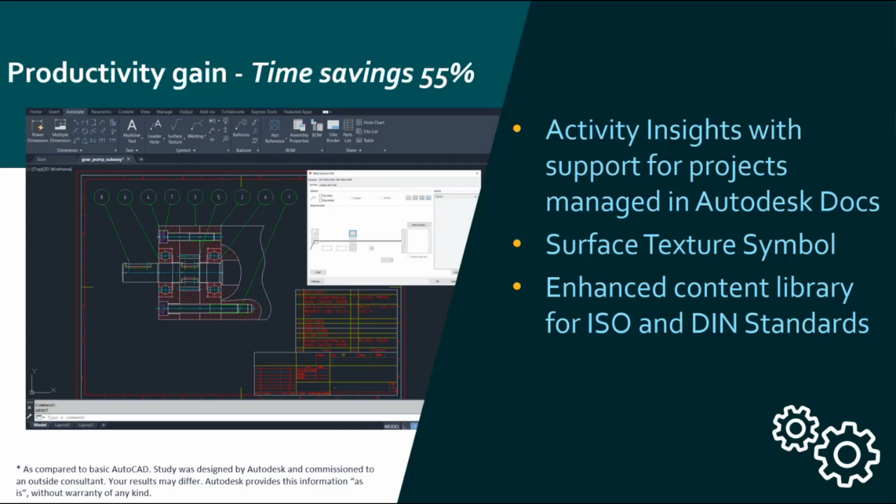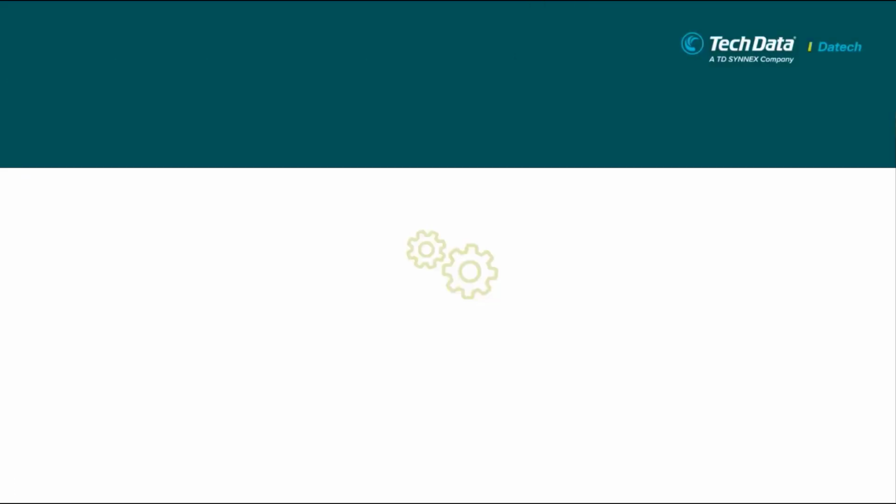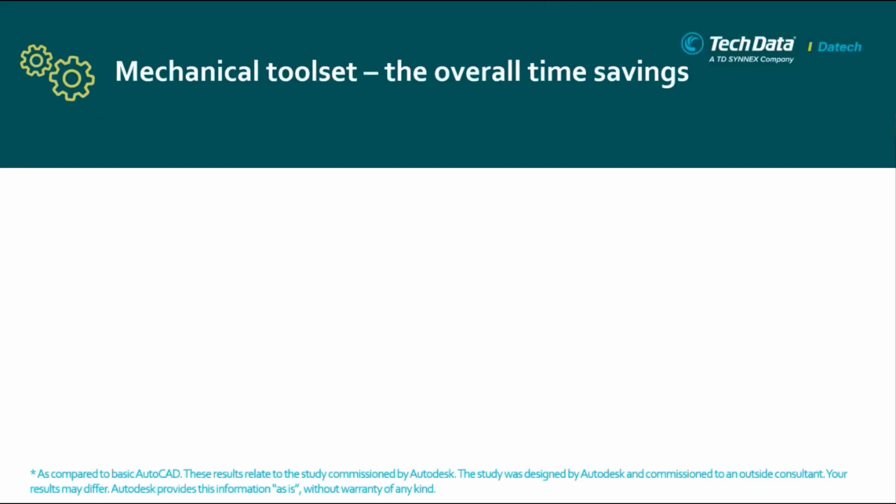And some of the new updates or highlights for the current version are the Activity Insight, which helps designers save time, and you can work with the new surface texture symbols and enhanced libraries in the available standards. So now Autodesk is investing in enhancing features in AutoCAD Mechanical Toolset, and this is done using overall time saving features. Let's look more into the numbers.